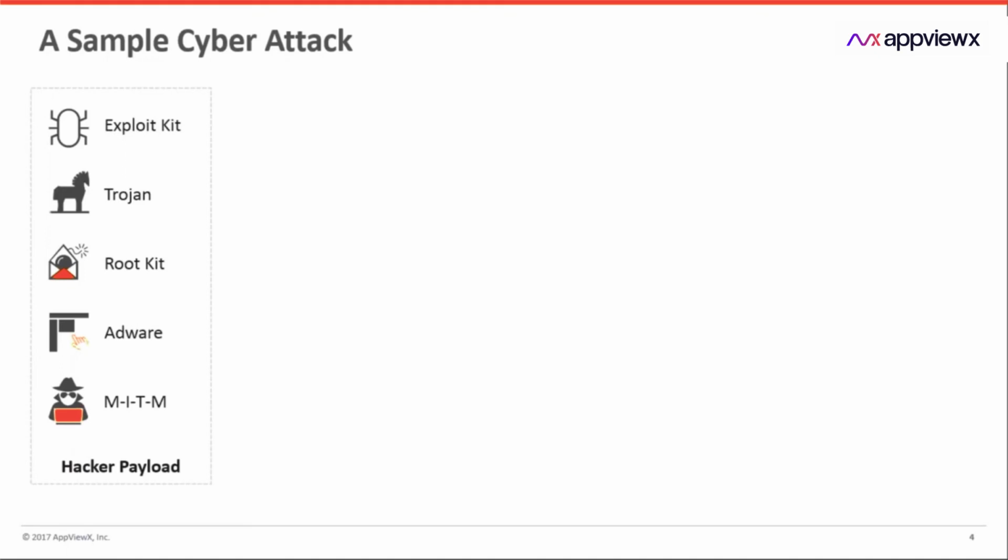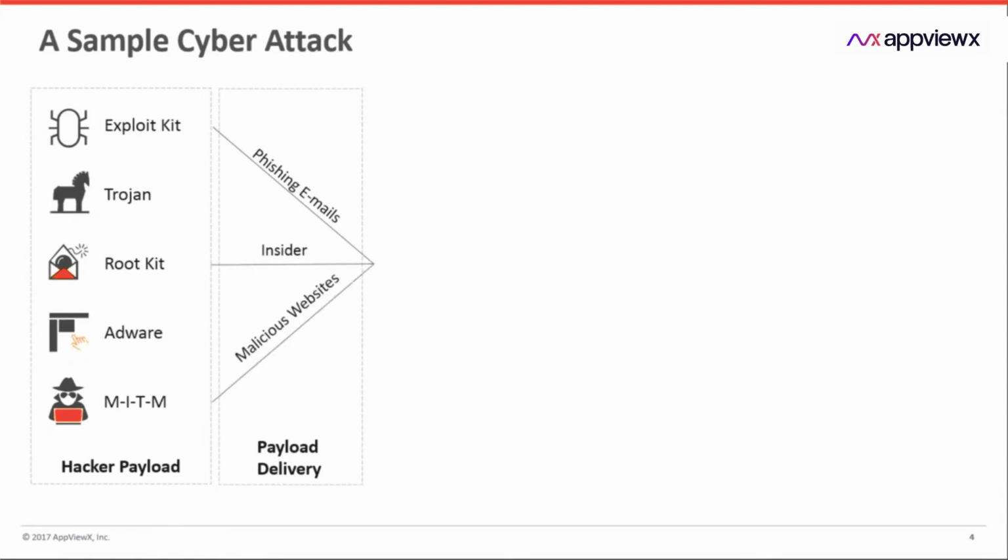Or a hacker can also use a combination of all these attacks. But how do they deliver this payload to their target? Through phishing emails that are sent to unsuspecting employees, through insiders who may be a current or even a former employee gone rogue, and through malicious websites designed to imitate legitimate websites using fake or stolen digital certificates.